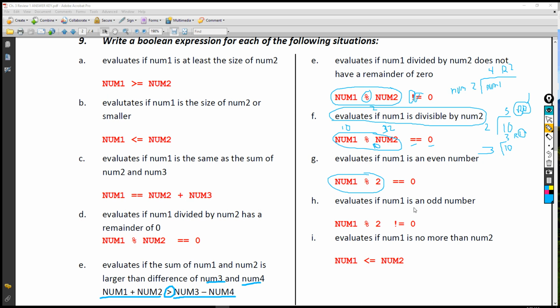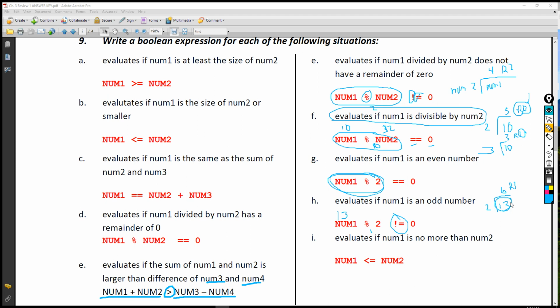Evaluates if num1 is an odd number. Well, if it's not divisible by 2, if the remainder, let's say you take a number like 13 and you divide it by 2, it's going to be 6 remainder 1. Well, so num1 modulus 2 is going to be 1. Is 1 not equal to 0? That's true. That means this must be an odd number.